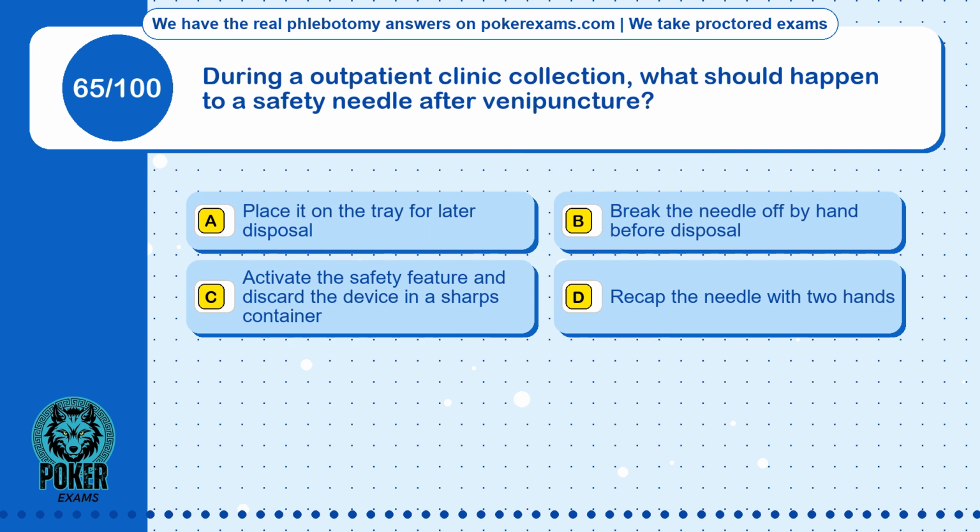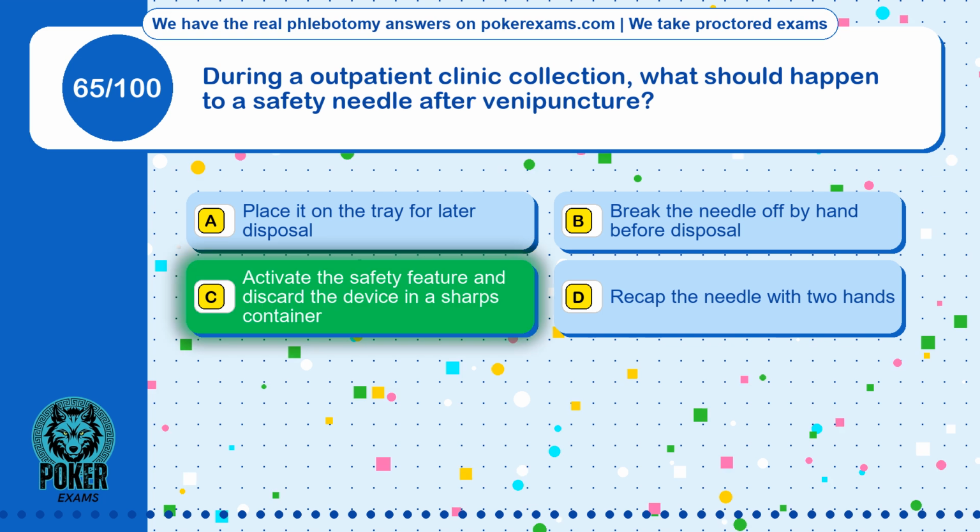Question 65. During an outpatient clinic collection, what should happen to a safety needle after venipuncture? Option A. Place it on the tray for later disposal. Option B. Break the needle off by hand before disposal. Option C. Activate the safety feature and discard the device in a sharps container. Option D. Recap the needle with two hands.